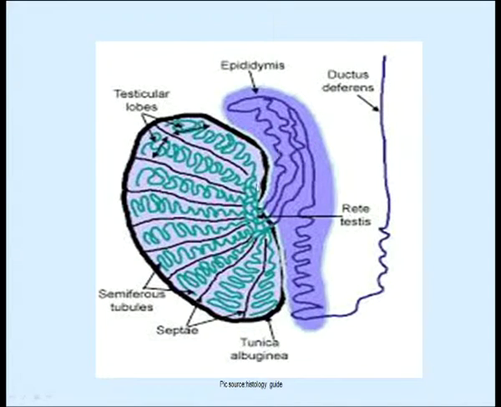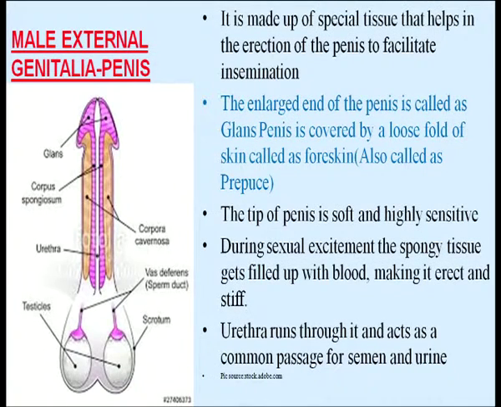It starts with testes, epididymis, and in the end there is vas deferens, which is shown as ductus deferens. Now, the male external genitalia, which is called the penis. It is made up of special tissue that helps in erection of the penis to facilitate insemination.